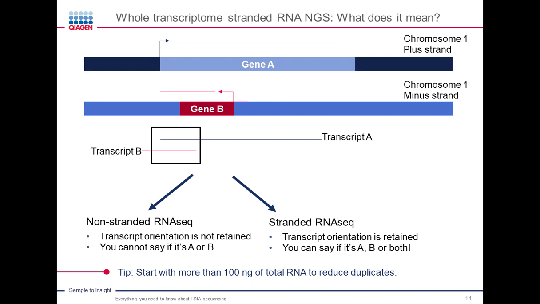Now, if you don't perform stranded RNA-seq, you don't have any retention of the transcript orientation. So as a result, you can't actually see if this is transcript A or transcript B. Stranded RNA-seq gives you this benefit that the transcript orientation is retained, and you can say if it's actually A, B, or both. And just as a tip, when you're working with whole transcriptome analysis, our recommendation is to start with more than 100 nanograms of total RNA to reduce the potential for duplicates.